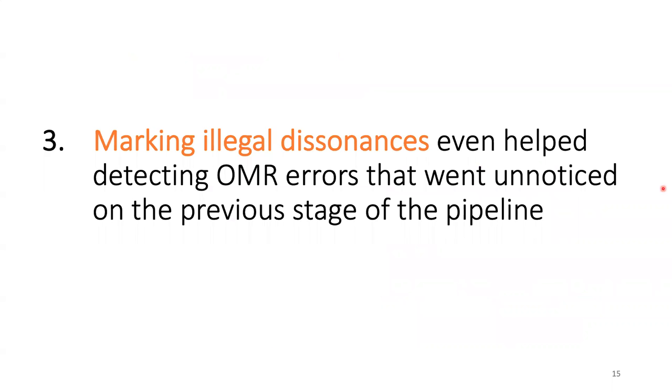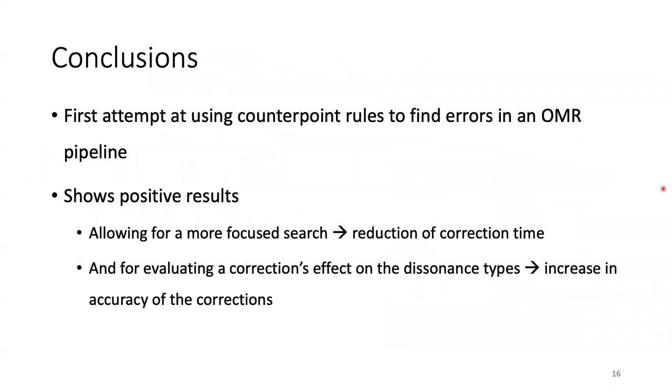Finally, marking illegal dissonances even helped correct OMR errors that went unnoticed in the previous stage of the pipeline. In conclusion, this is the first attempt at using counterpoint rules to find errors in an OMR pipeline, and it has shown positive results already, reducing the correction time and increasing the accuracy of the corrections.